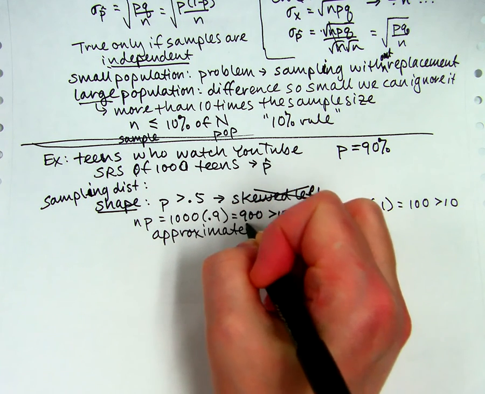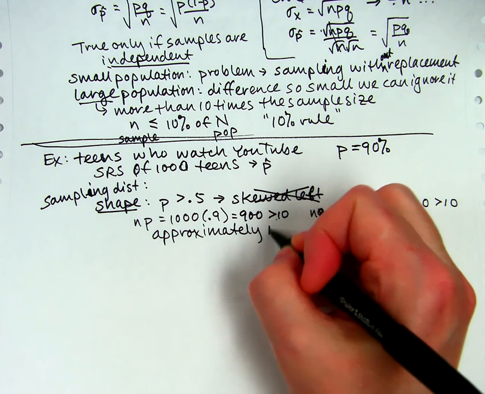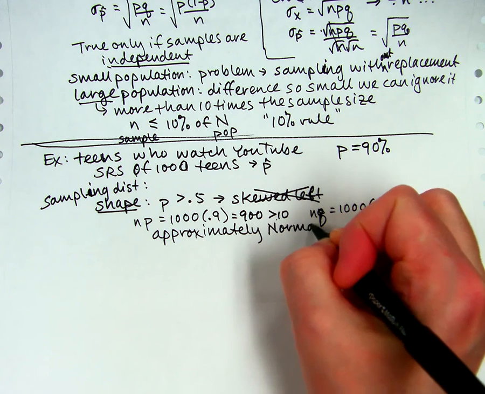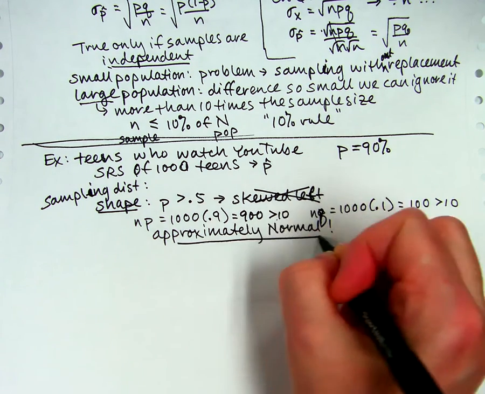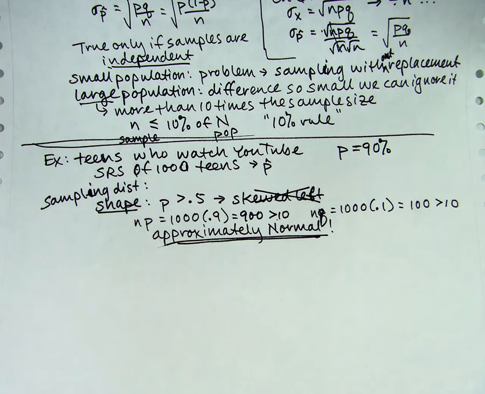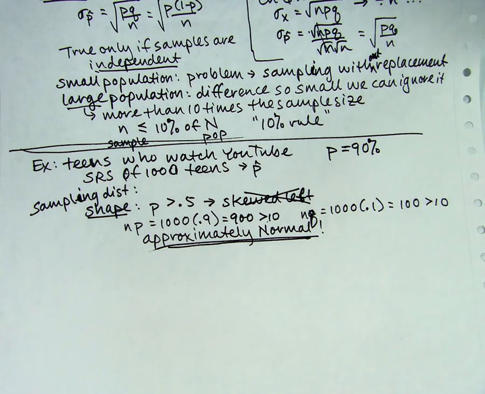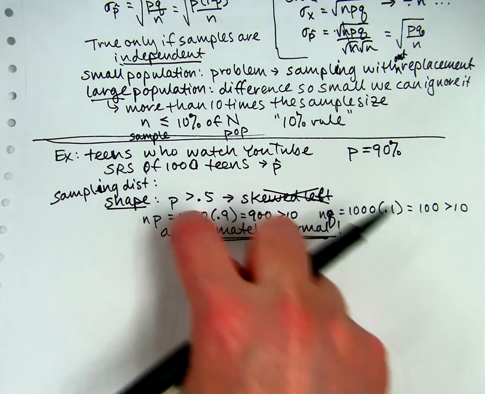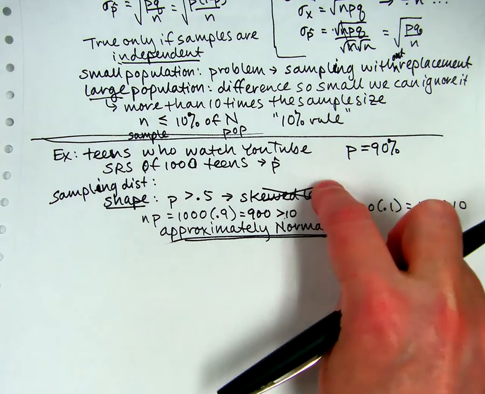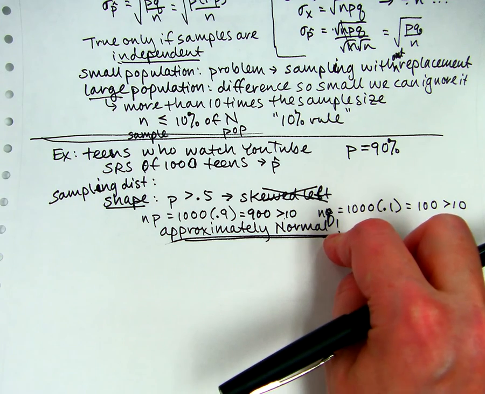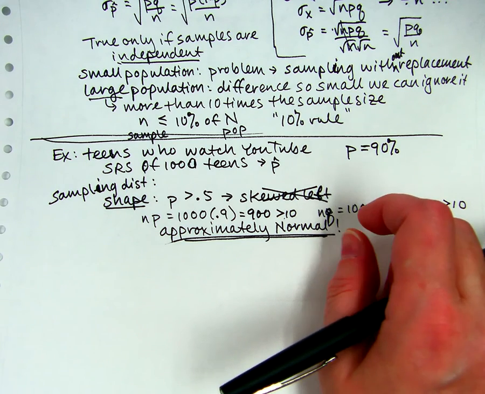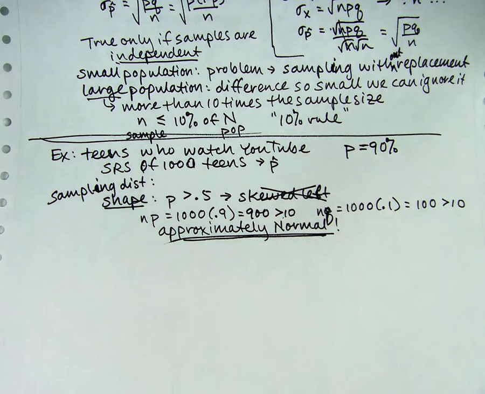So that's something to think about. If you get a big enough sample, you can assume it's approximately normal, and that's cool. The shape is approximately normal. I started off with skewed left because I do want you thinking about what it would be with a small sample, but then you can check this to see if it's big enough to get rid of that skewed left and change it to approximately normal. It changes with the sample size, which is kind of amazing.